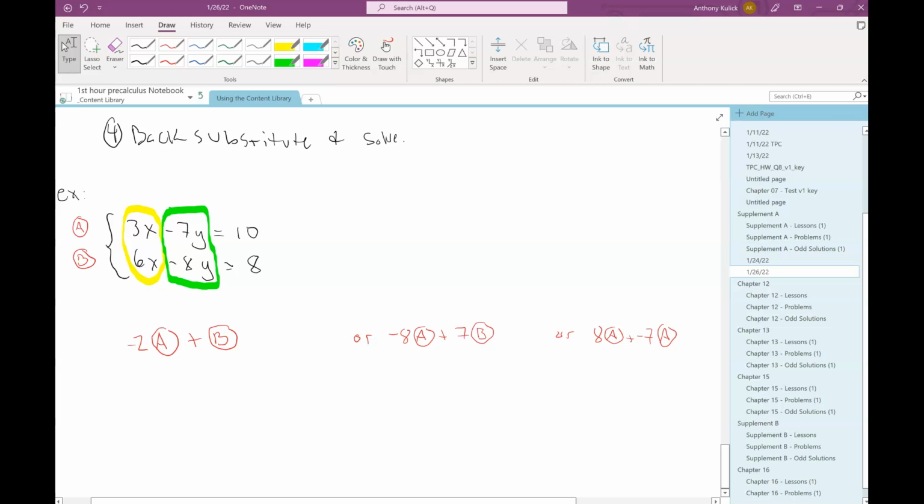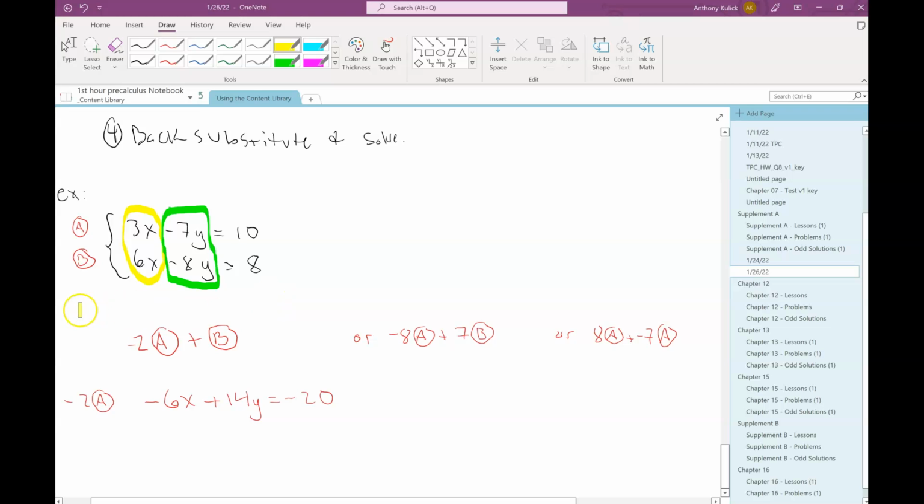So any of these are acceptable ways to do the elimination. Of these three options, which one do you guys want to do? I would do the first one because it's the least amount of stuff that I have to do, right? So -2a would be -6x plus 14y equals -20.